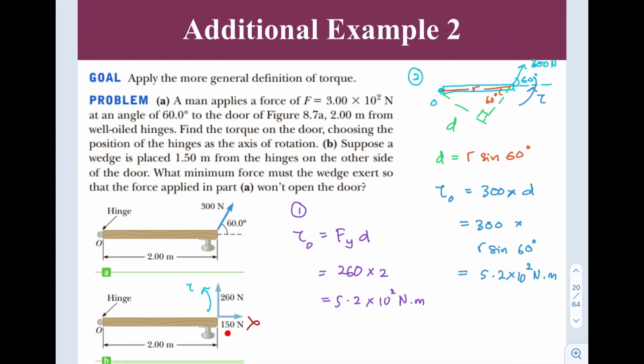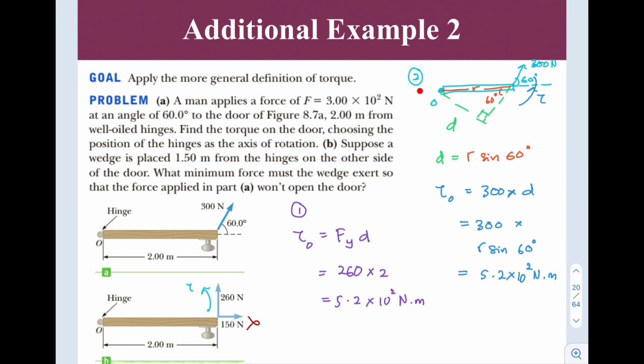The X component has no torque produced because it has no perpendicular distance. The line of action for the 150 Newton is passing through the hinge, so it has no perpendicular distance. So the one that is effective in causing the rotation is the Y component, which is 260 Newton. And the possible rotation will be in the counterclockwise direction. So 260 times the perpendicular distance, which is 2 meter, gives you this amount.